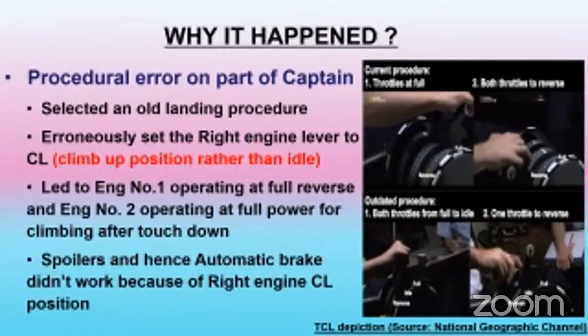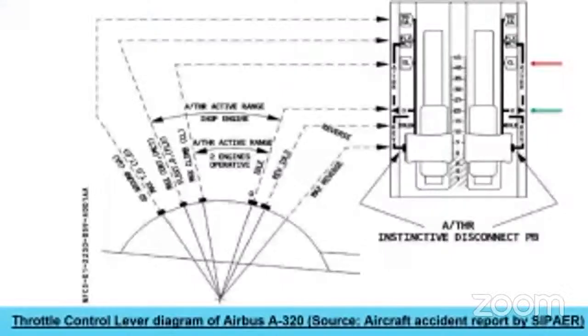As we know, any consequence is a cumulative effect of a number of actions incorrectly performed. The prime error here was the incorrect positioning of the thrust lever. Working under extreme stress, the pilot selected an outdated landing procedure in which he set one throttle lever at maximum reverse position and the other throttle at the maximum climb position. Next, please.